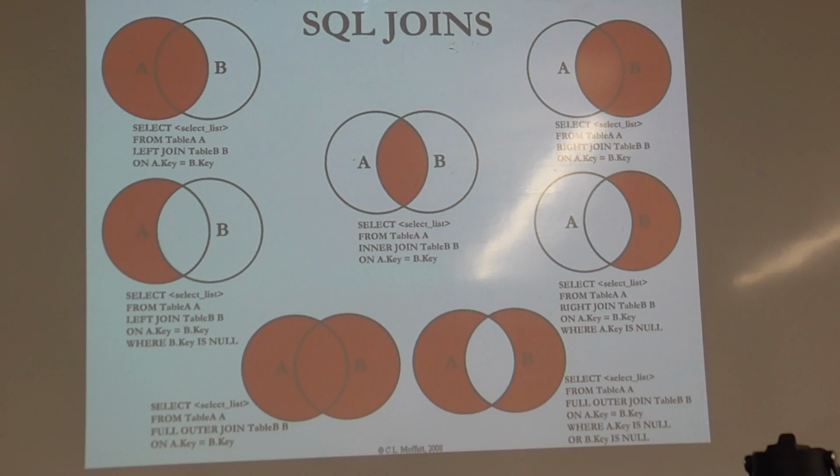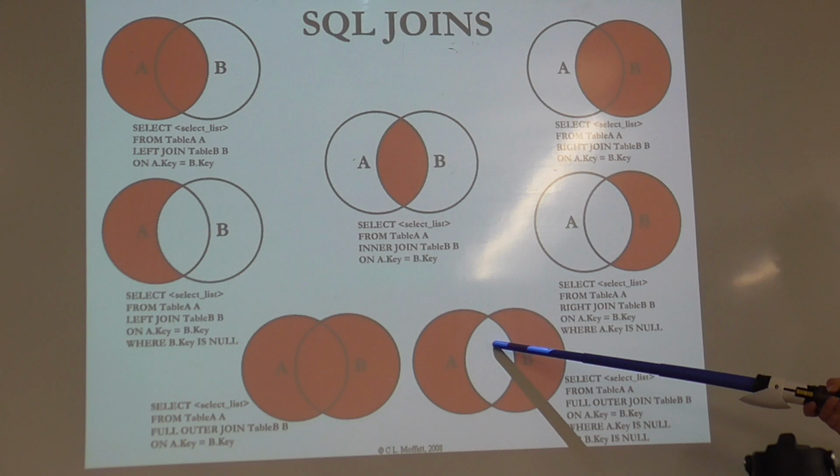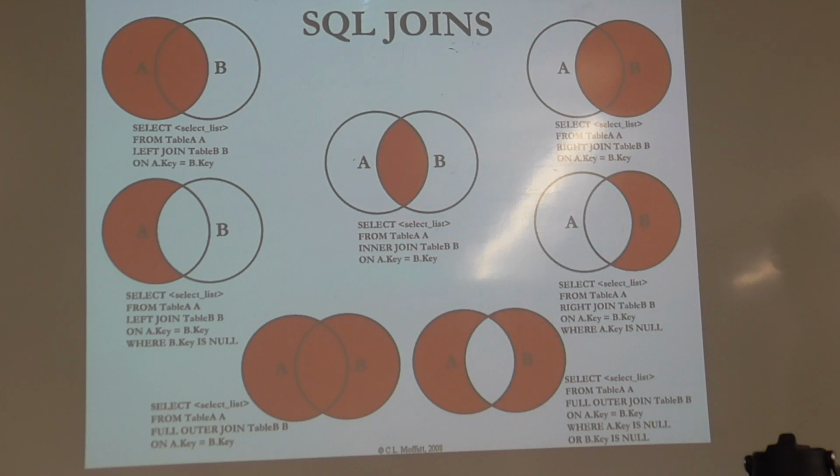And if you exclude things where the key is null, you can get either the left elements that do not intersect with B, or the right elements that do not intersect, right? You can get all of these options. And if you're crazy, you can also do all of the elements with no intersection, right?